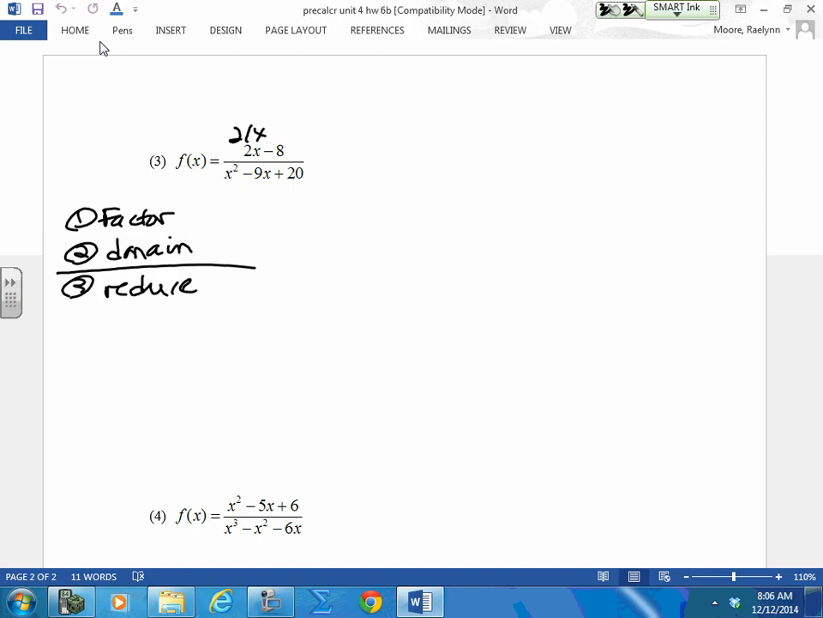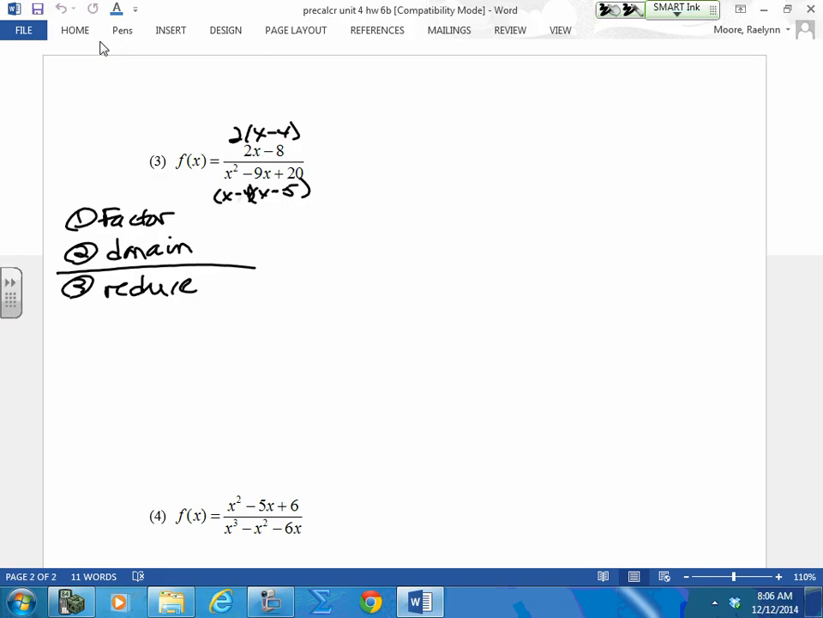You can take out a 2. And this is a trinomial. And what does it factor to? x minus 4, x minus 5. I kind of have to squeeze that in there. Can you see that minus 4? x minus 4, x minus 5.